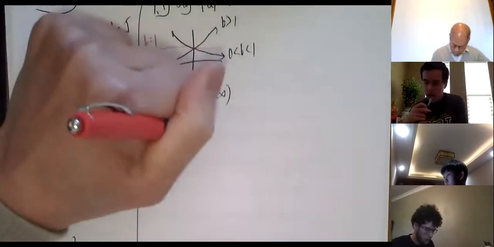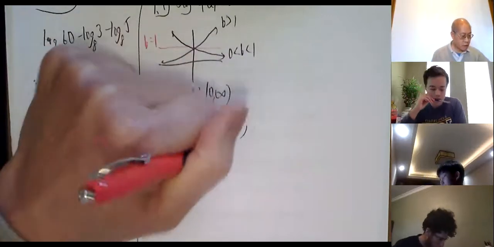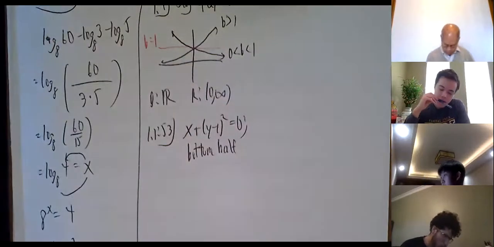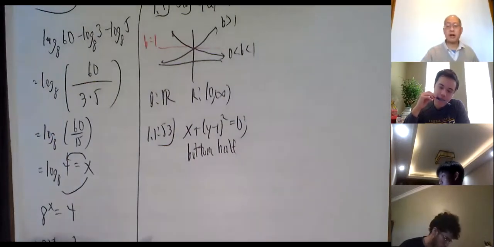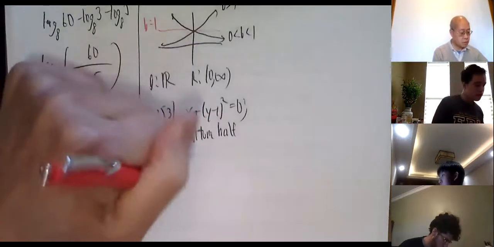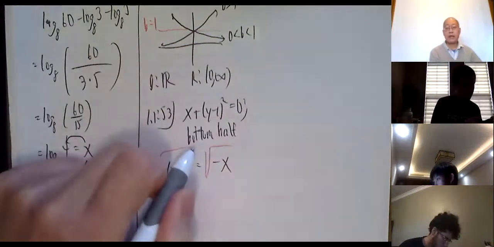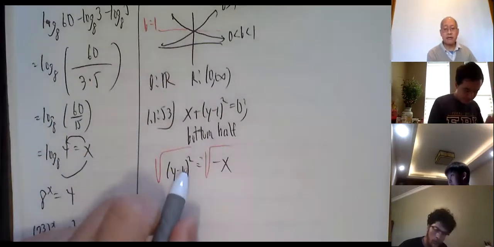So they give me x plus the square of y minus 1 equals 0, and they ask for the bottom half of the parabola. Write it as a function. If it says write it as a function, you can just solve for y. So subtract x, take the square root. Now the bottom half means you want the negative. If it said top half, you could just leave it positive.